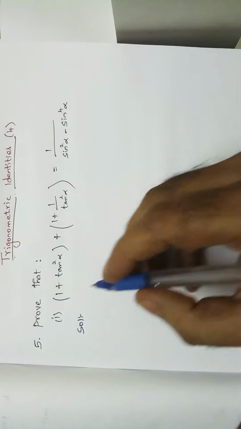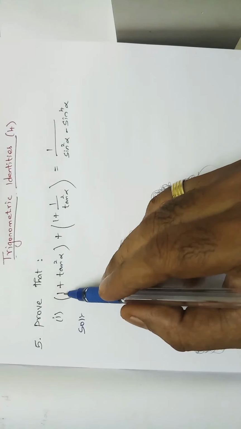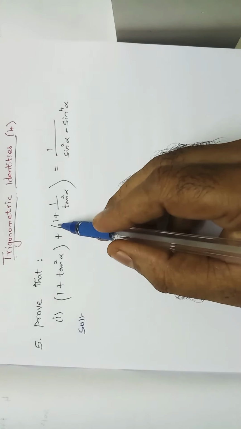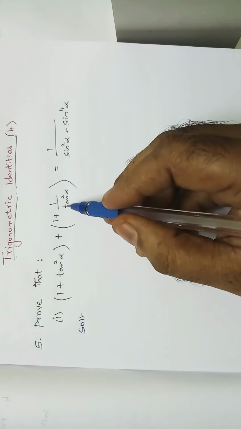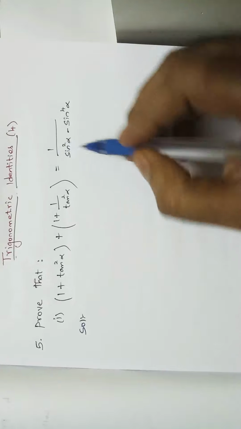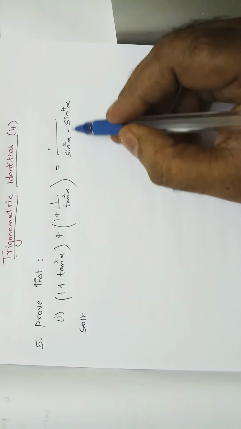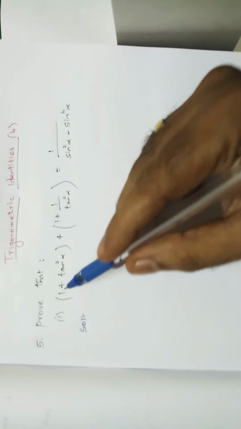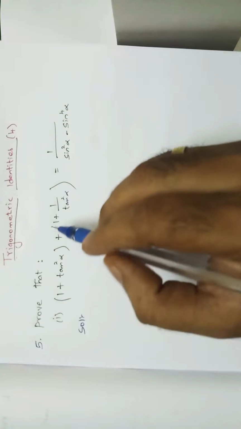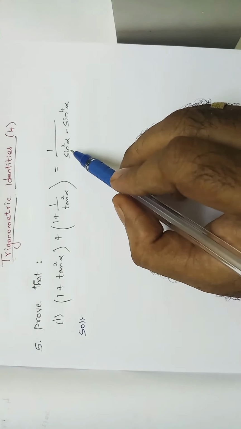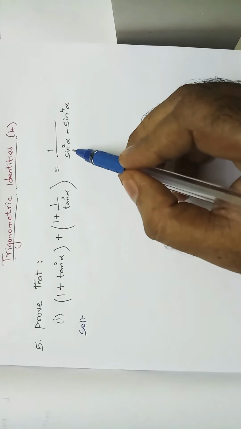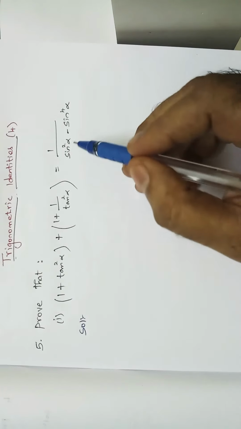Sum number 5, subdivision number 1: prove that 1 plus tan square alpha plus 1 plus 1 by tan square alpha is equal to 1 by sin square alpha minus sin power 4 alpha. See, the LHS has 4 terms, but they have put up brackets. In the RHS we have only one term, in the form of a fraction. So better we take the LHS and bring the RHS.